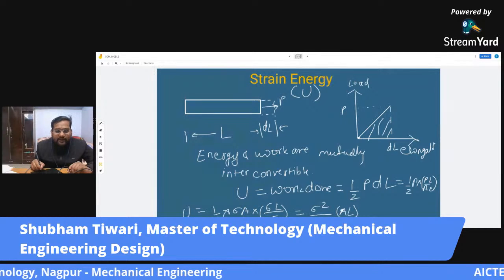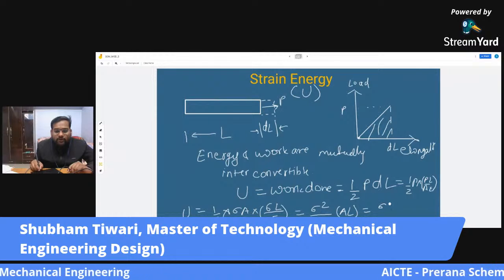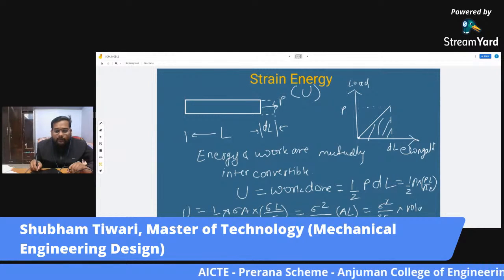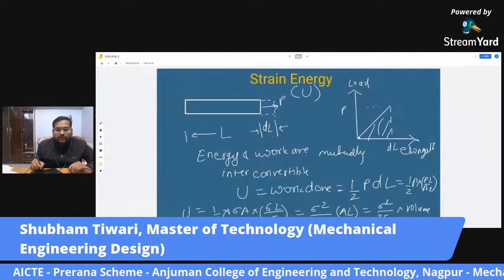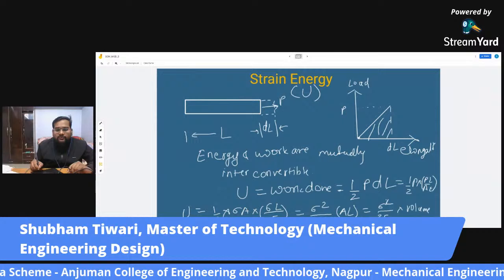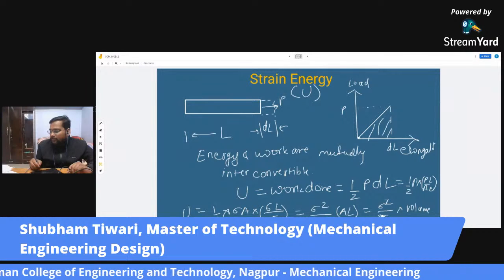Now cross sectional area into the length becomes volume. So the strain energy is sigma square upon 2E multiplied by volume. This is the equation for the strain energy, and it is pretty useful in finding strain energy.